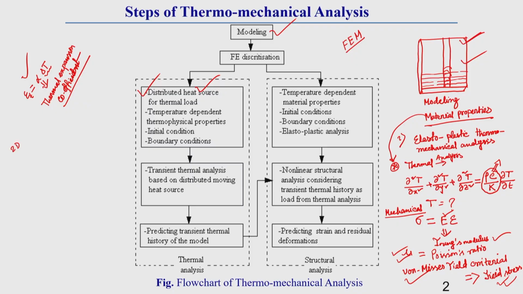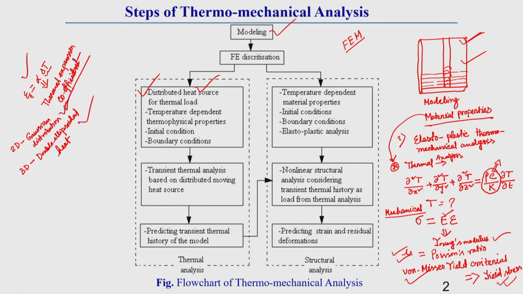I am not going to describe all these things in detail, because it will take a lot of time, that is why I am just telling the names. For the 2D case you can use Gaussian distribution type of heat source. For the 3-dimensional case you can use the Goldak double ellipsoidal heat source, or you can develop your own volumetric heat source.